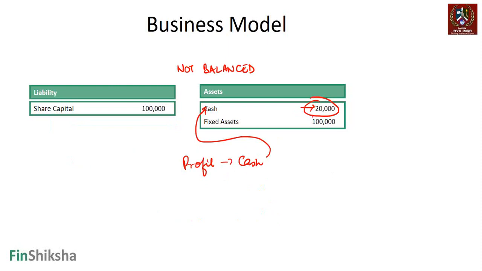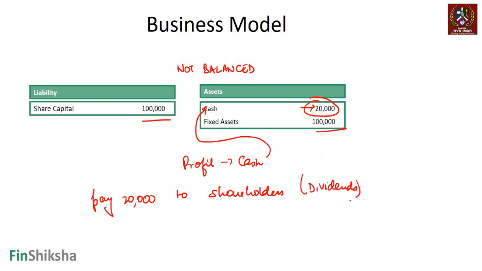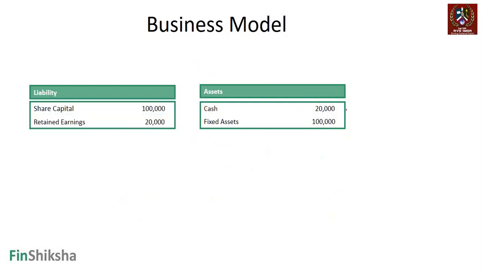So either I can pay this 20,000 to the shareholders, in which case we'll again go back to our 1 lakh and 1 lakh kind of a scenario. The payment that you make to the shareholder is called dividends. That's called a dividend, right? So either I can pay 20,000 completely as dividend or I don't pay it.